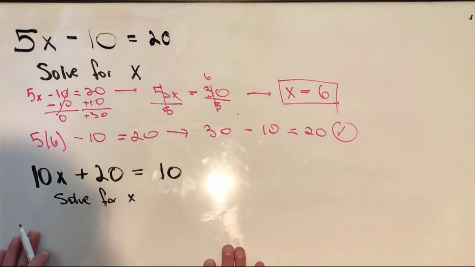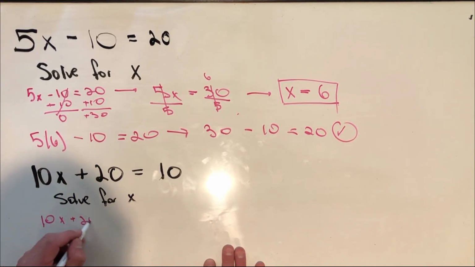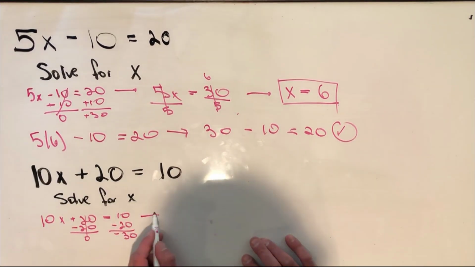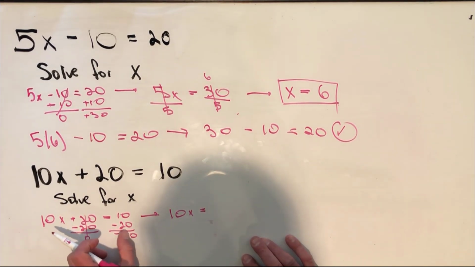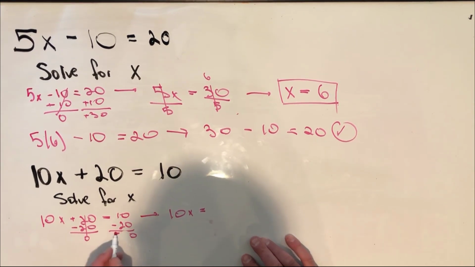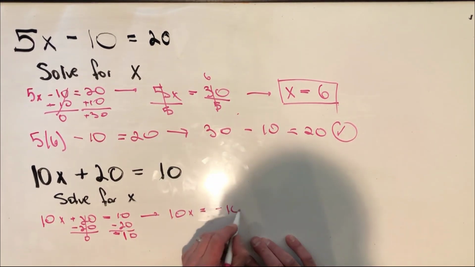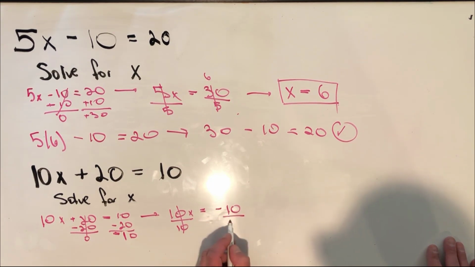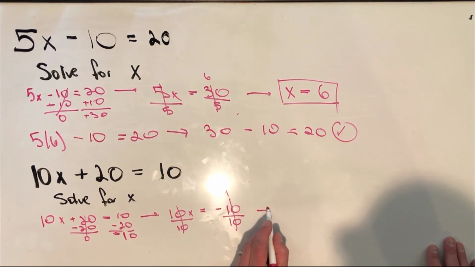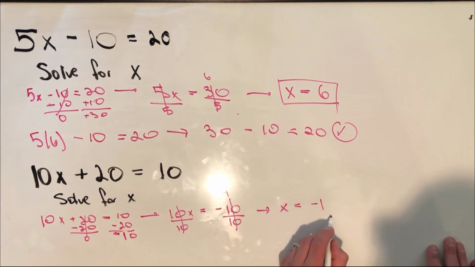So we have 10x plus 20 equals 10. Solve for x. So again, we write out our equation. 10x plus 20 equals 10. We subtract each side by 20. That goes to 0. We subtract each side by 20. That goes to negative 10. So now we have 10x equals negative 10. I divide both sides by 10. That cancels out. I divide that by 10. That gives me a negative 1. Therefore, x equals negative 1.